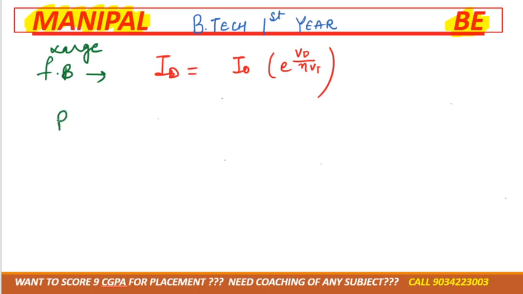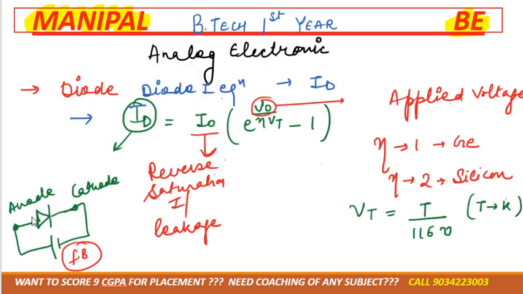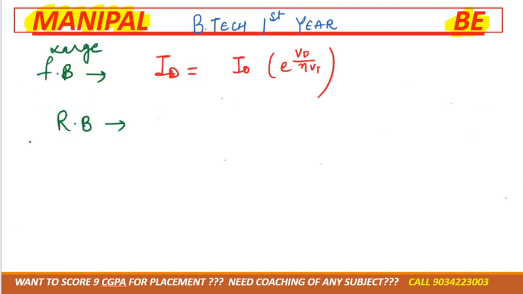But if they say that there is a case of reverse bias, meaning the anode is connected with negative and the cathode with positive, vice versa, in this case no current flows. So for reverse bias, I is equal to minus I naught.